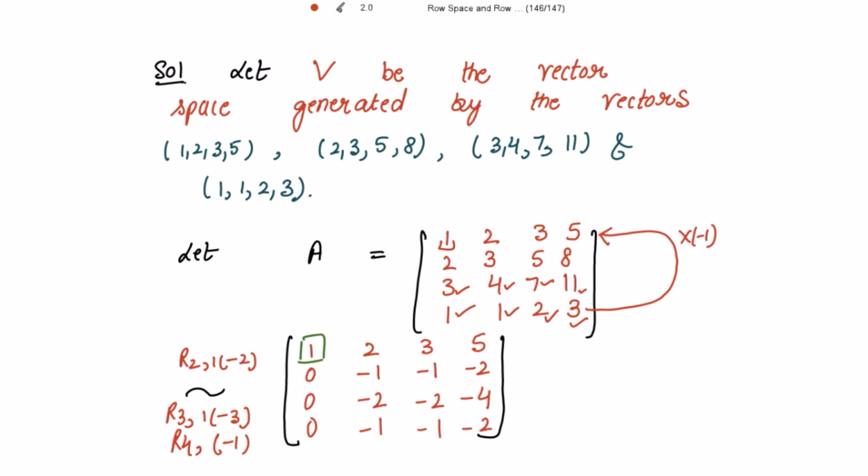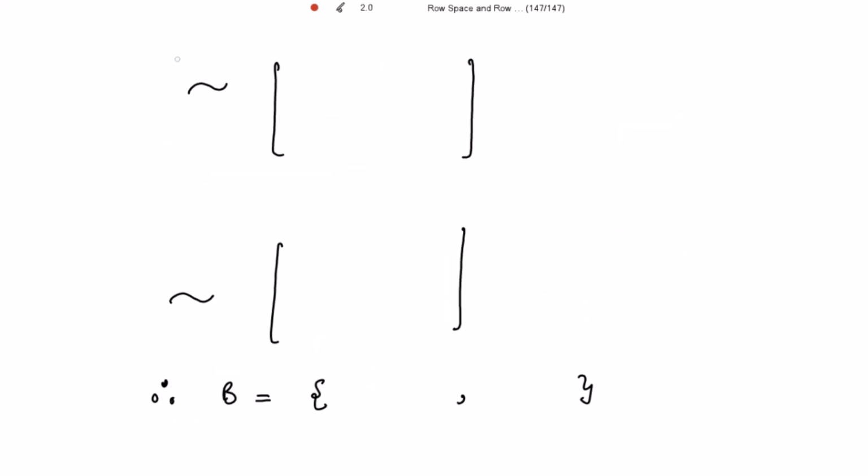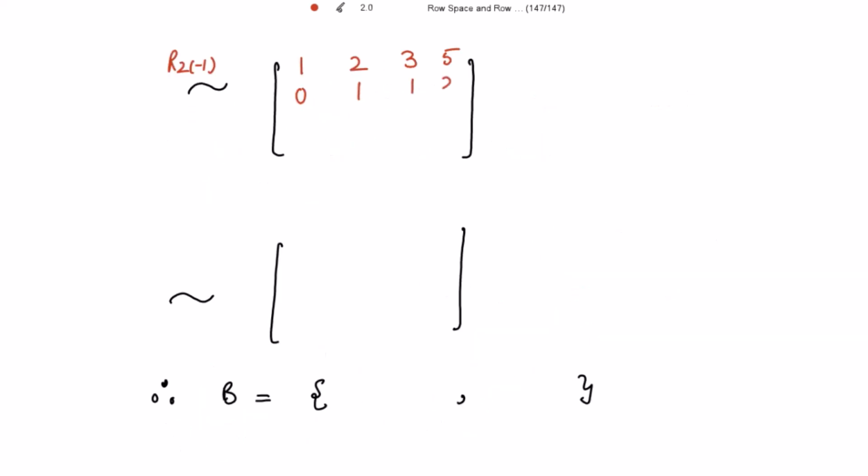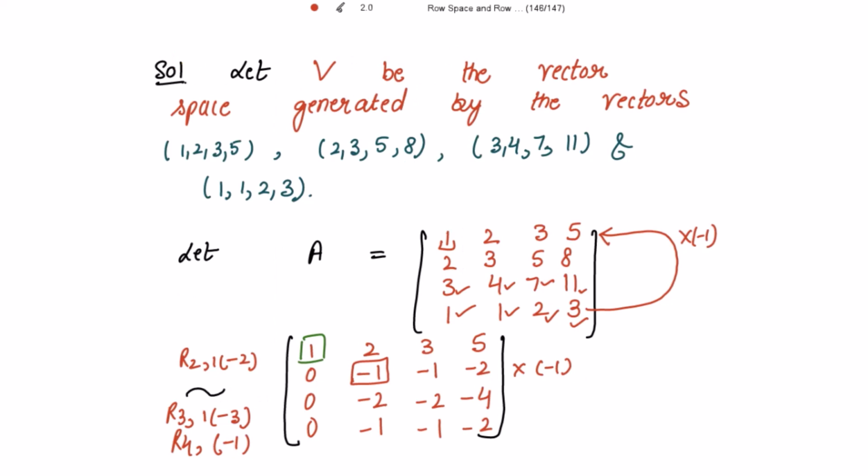For the second row, I need this to be 1, right? For that, just multiply row 2 with -1. That's it. So the next row operation is multiplying row 2 with -1. Writing the first row as it is, 1, 2, 3, 5, and multiplying the second row with -1 simply, we get 0, 1, 1, 2. Writing the rest of the rows as they are.